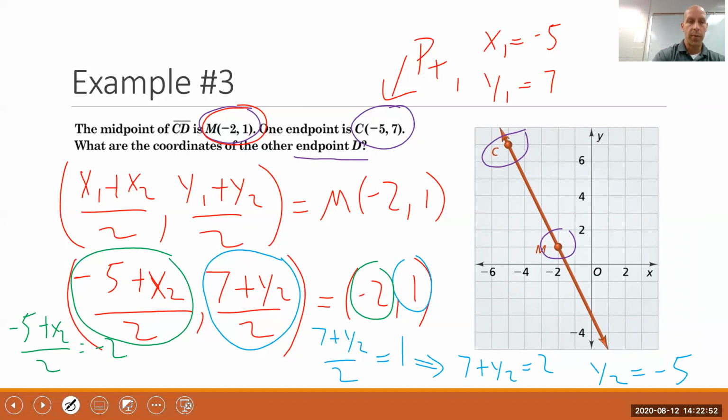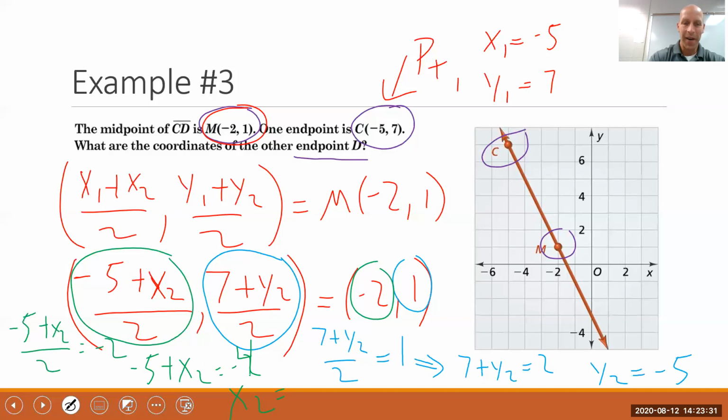Well, again, we could work it out. Multiply both sides by 2. So you get -5 plus x2 equals... oh, I didn't do that right. I'm sorry, -2 times 2. That should have been a -4 right there, right? 2 times -2 is -4. So what's -5 plus x2 equals -4? You guys, I'm losing it here, sorry.